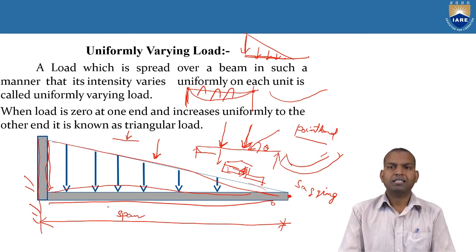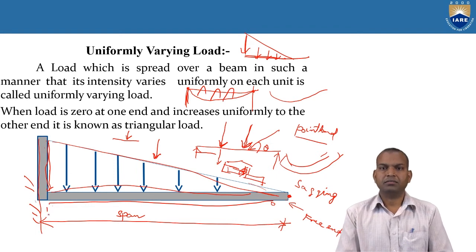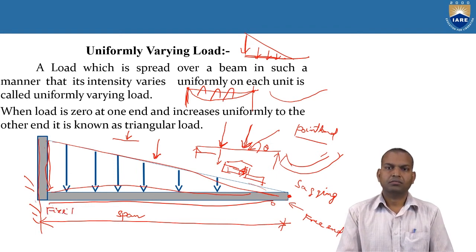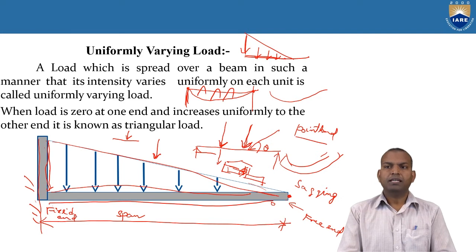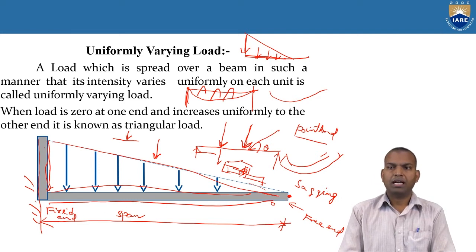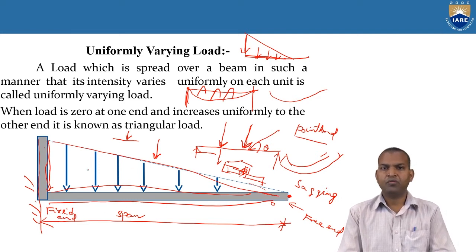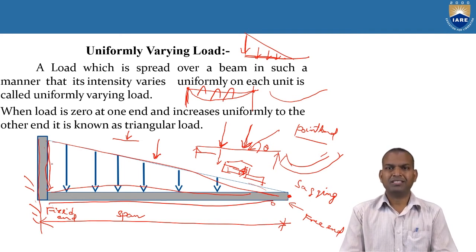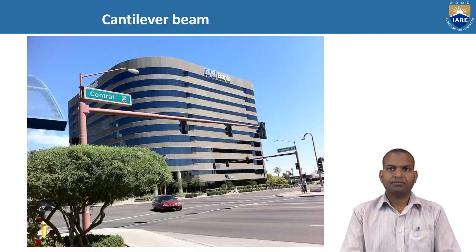So how does it take place? Here it is 0 at the free end. In a cantilever beam, one end is free and the other is called the fixed end. It is zero at the free end and gradually, uniformly varies to the maximum at the fixed end. That's why the symbol looks like a right angle triangle, and that's why it's known as triangular load.